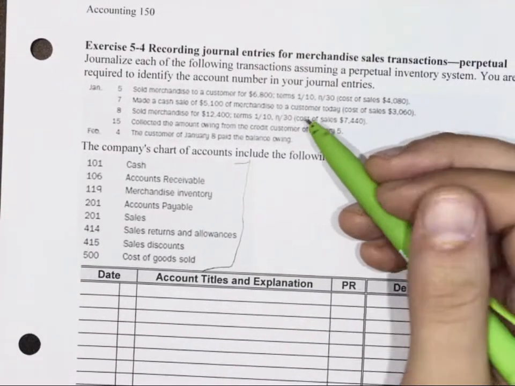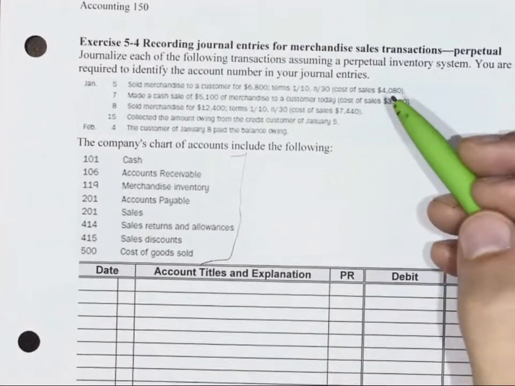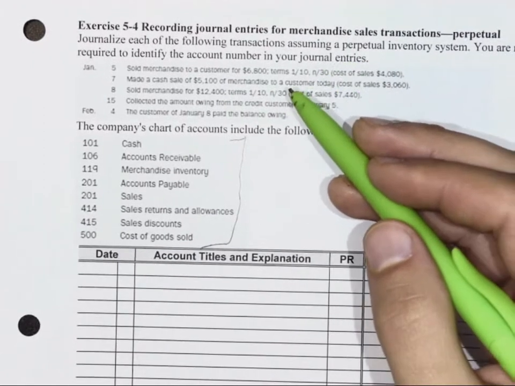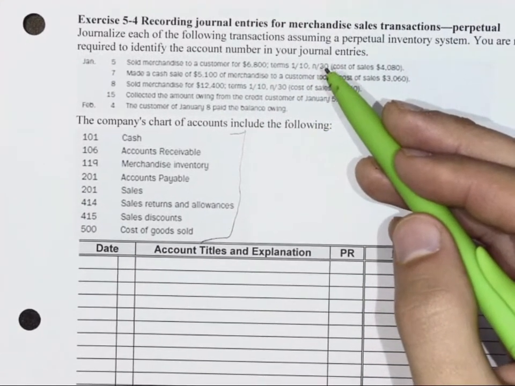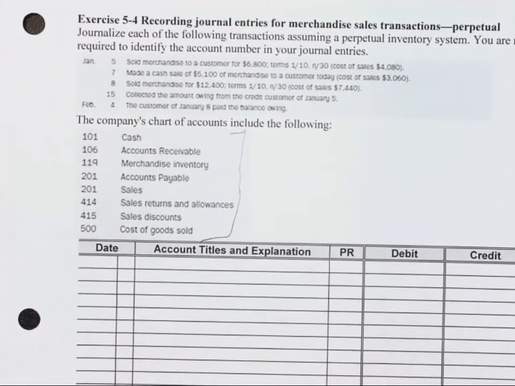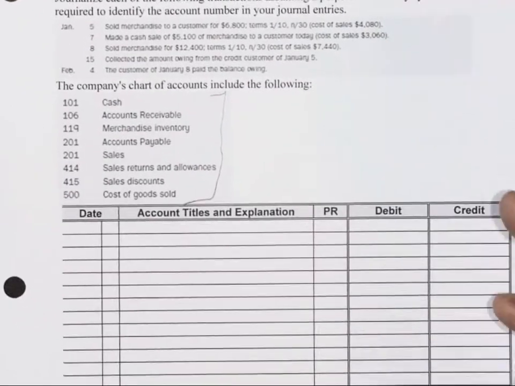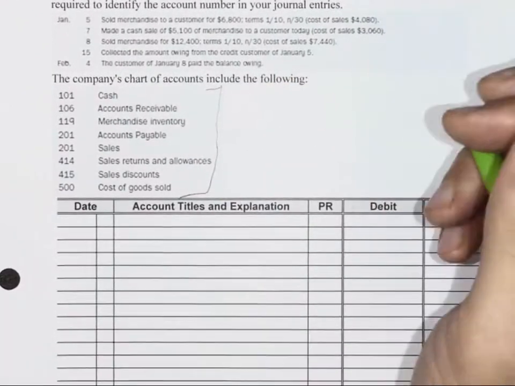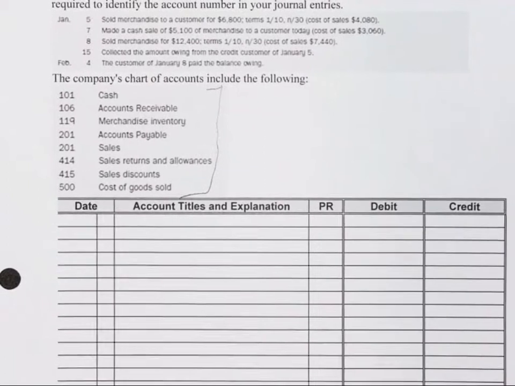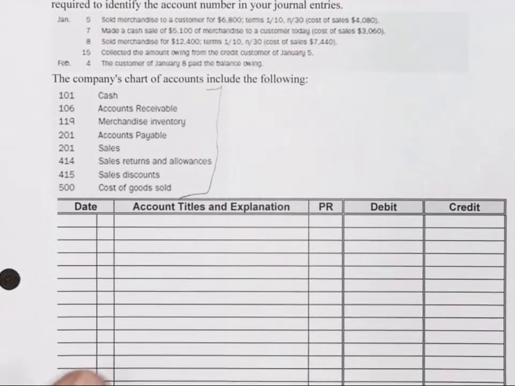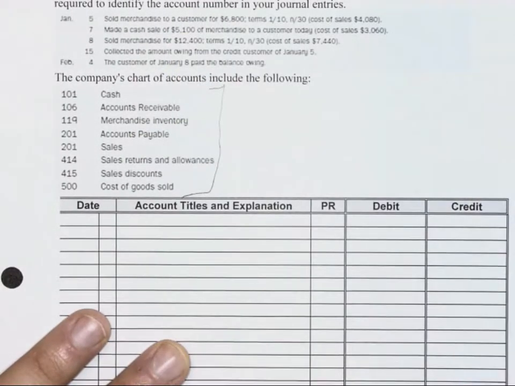So on January 5th, sold merchandise to a customer for $6,800. Terms were 1/10, net 30. Cost of sales was $4,080. So last example we did all purchasing inventory and paying. Now we'll include some sales.